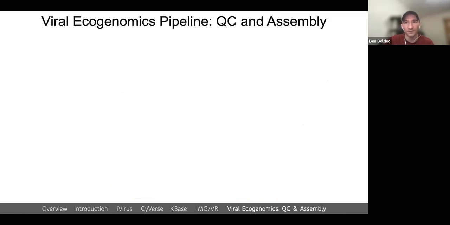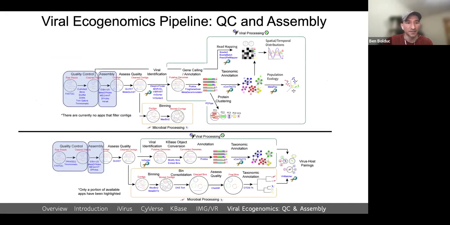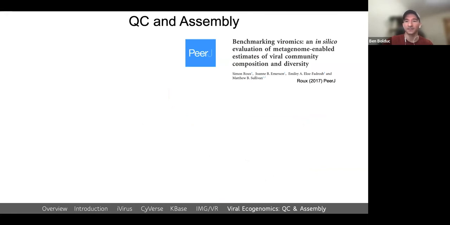The first is going to be QC and assembly. That's the front end of our pipeline. And I know Dylan went over a little bit about read quality control and assembly. There isn't too much different in terms of the tools that you use to clean reads or to assemble. But a paper was released a couple of years ago by Simon Roux, who's over at the JGI now, that basically looked at this from the viral perspective.